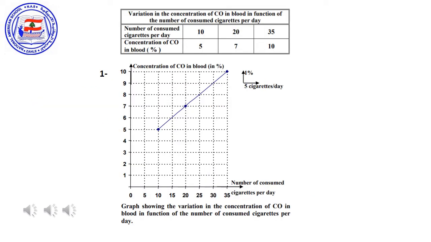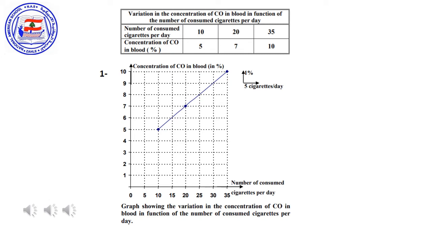To draw a graph, you should first see the table. So let's see the table. Number of consumed cigarettes per day: 10, 20, 35, and the concentration of carbon monoxide in the blood in percentage: 5%, 7%, 10%. Did you notice? What happens when the number of consumed cigarettes per day increases to 35? The concentration of carbon monoxide in the blood also increases to 10%.